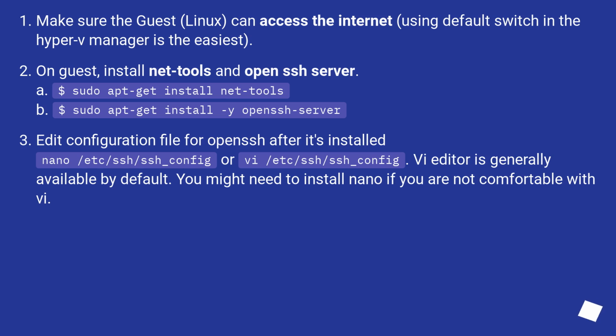On the guest, install net-tools and the OpenSSH server. A, $ sudo apt-get install net-tools. B, $ sudo apt-get install -y openssh-server. Edit the configuration file for OpenSSH after it's installed, /etc/ssh/sshd_config. An editor is generally available by default. You might need to install nano if you are not comfortable with vi.